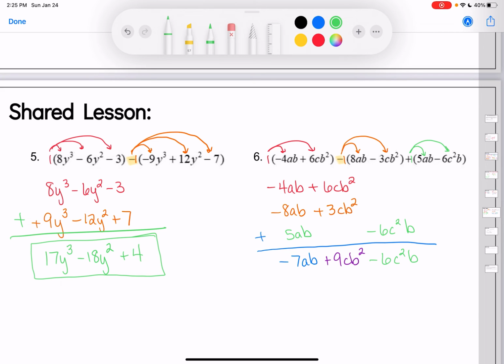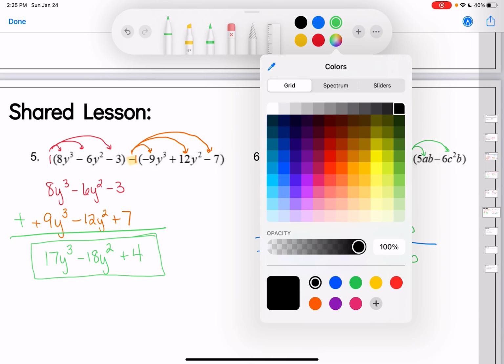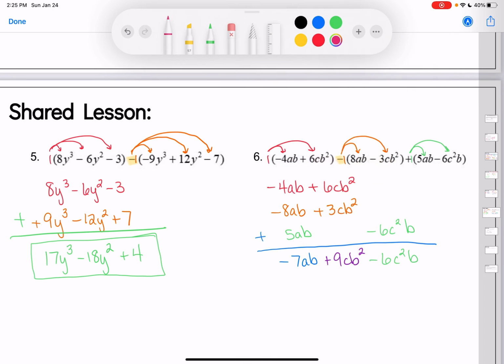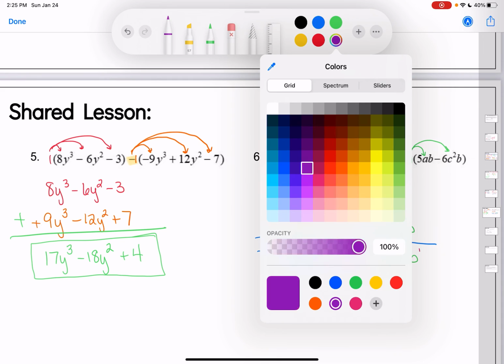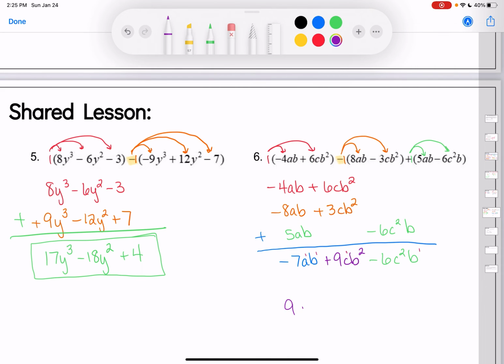Now, remember, write our answer in standard form. This one is not in standard form right now because this first one has a degree of 2, the second one has a degree of 3, and the third one also has a degree of 3. So it doesn't matter which one of those two you write first. I'm going to write the 9cb squared first just because it came first. Minus 6c squared b minus 7ab as my final answer.